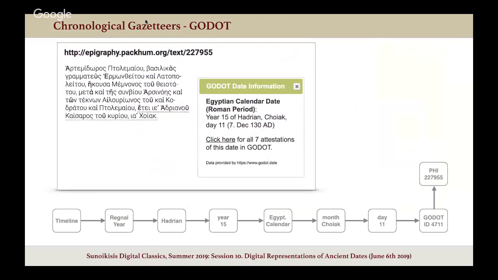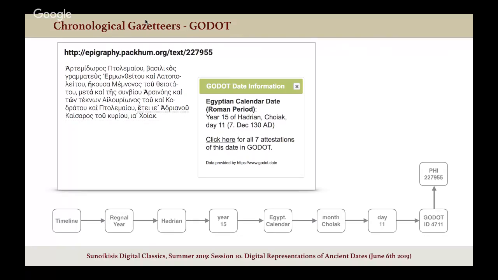Okay, Godot, as I said, is an acronym for graph of dated objects and texts. Graph is the data model that we are using in the background. We have a graph database, and we transform each calendar date into a graph. As example, we have here an Egyptian calendar date, regnal year of the Roman Emperor Hadrian. Choiak is the month name, the Egyptian month name, and we have day 11 of that month.